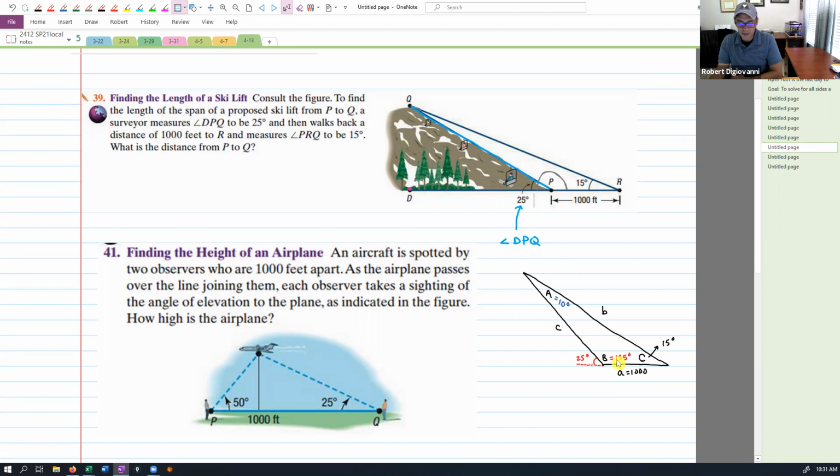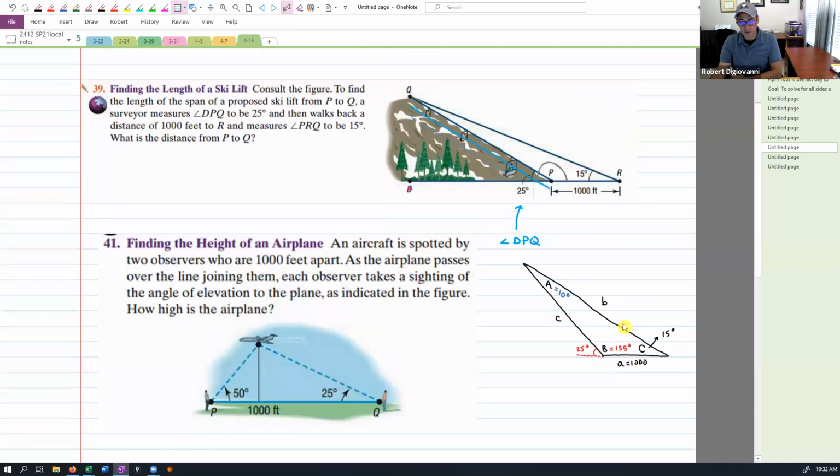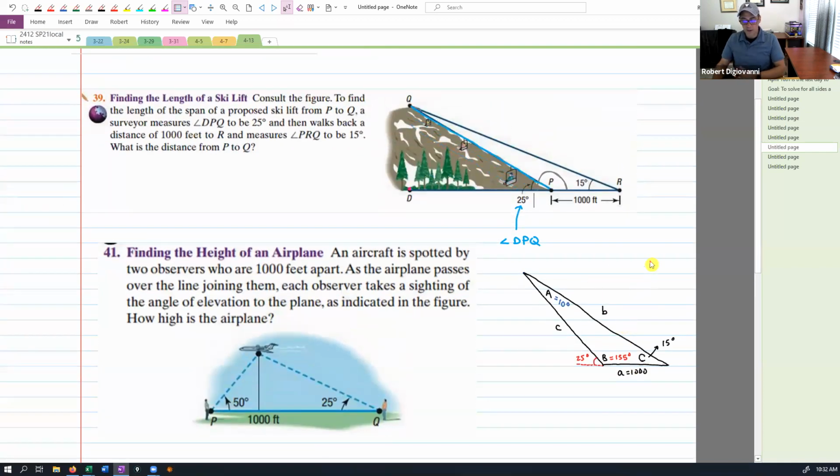Now, if I have that this is 155 and this is 15, together you add those up, that's 170. That means this angle has to be 10 degrees. And so that's basically all the information that I can gather from just the drawing. Now, I would like to know what little c is, right? I mean, that's what we want to know. Little c is the length of this side, and that's what we're looking for here.